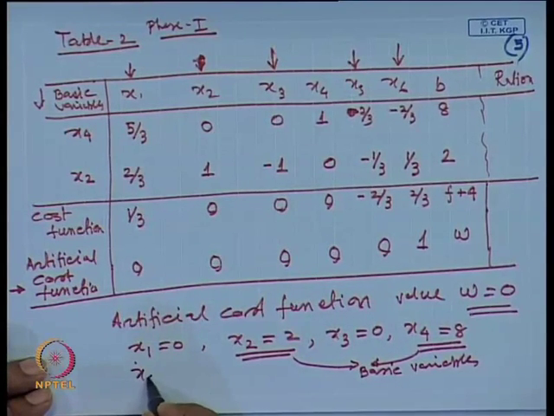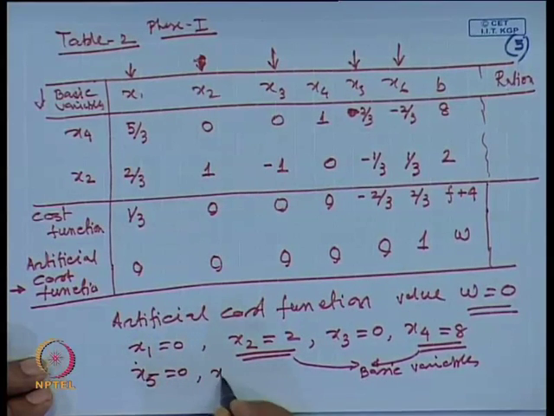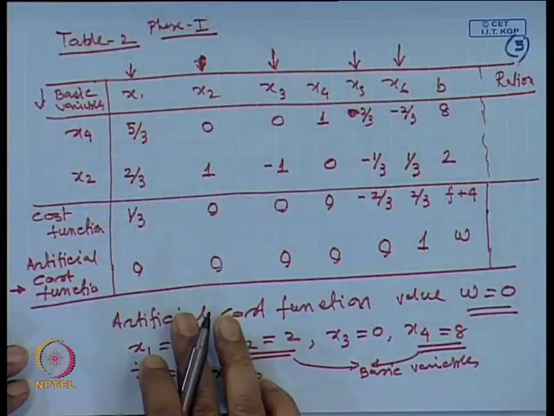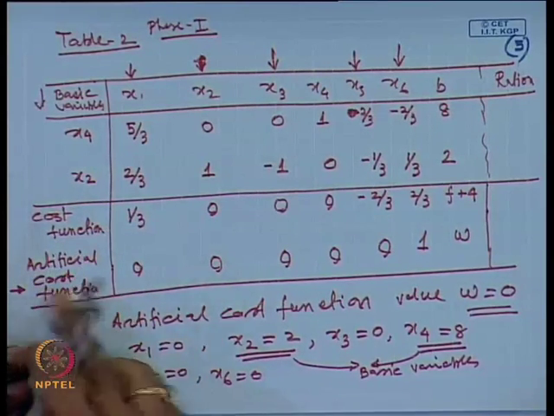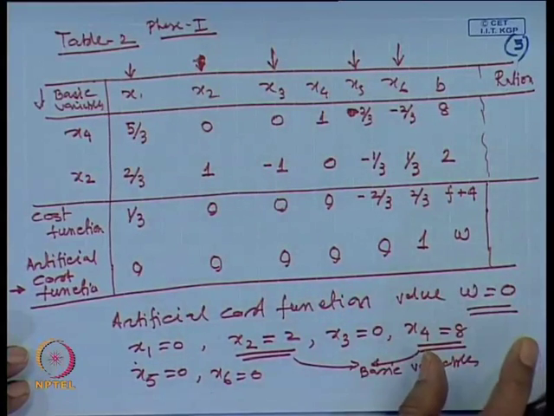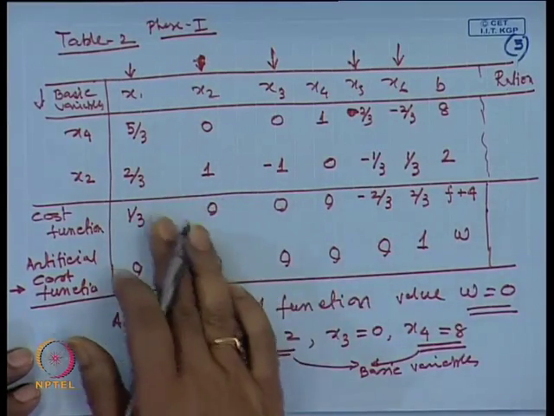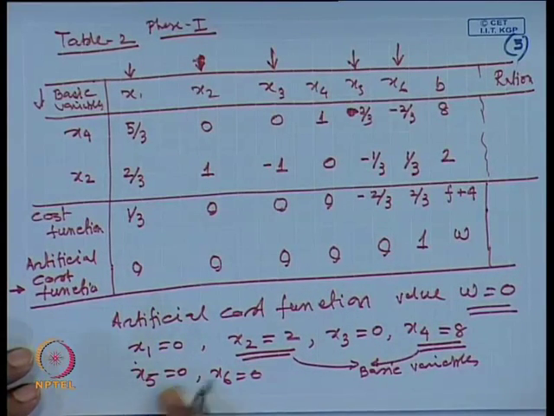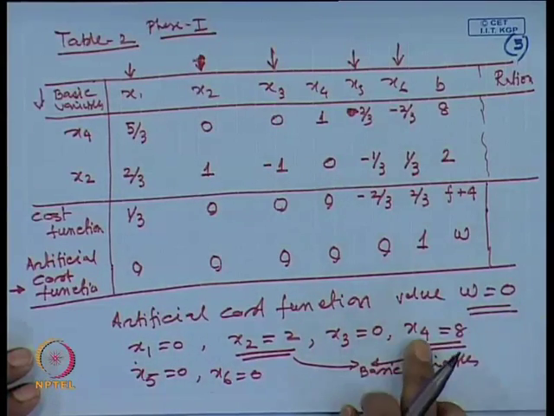And x5 is equal to 0, x6 is 0, x1, x3, x5, x6 are 0. So after the end of phase 1, we optimized the artificial objective function value, which is equal to 0. Then even though we had added x6, this artificial variable's value is 0. So at the end of this, we got our basic solution. Agree? Since W is 0, the x6 value will not be considered in the second phase, from now on.